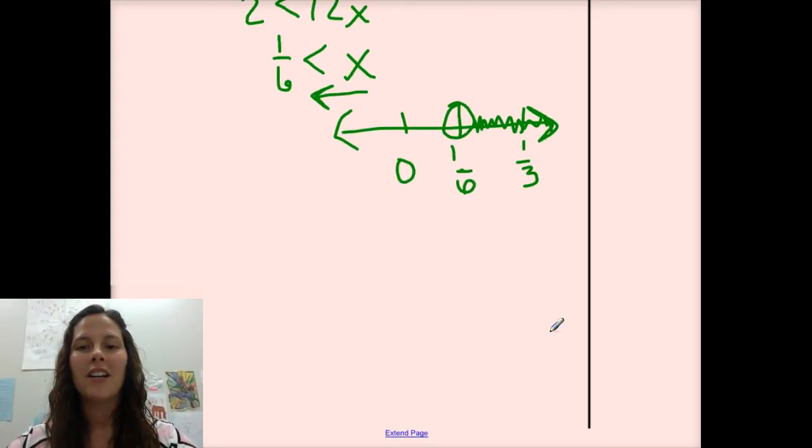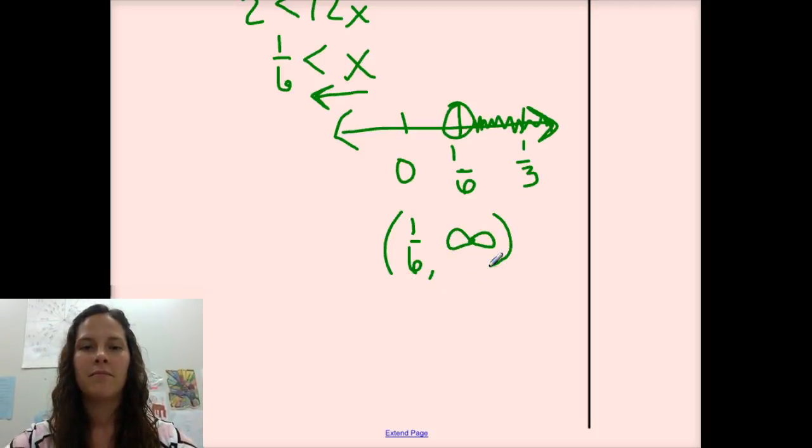And again, we've already got our answer in inequality notation, so we're going to translate this to the interval notation. Our answer is strictly greater than, so we've got that parenthesis instead of the bracket. And again, unbounded going up to infinity.